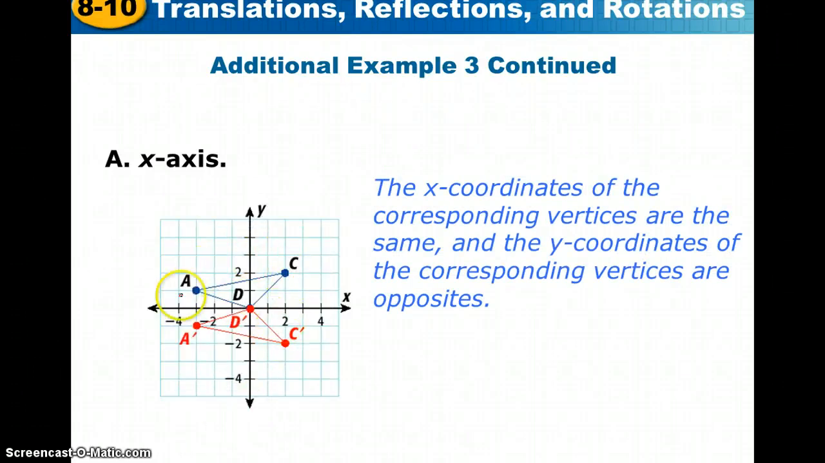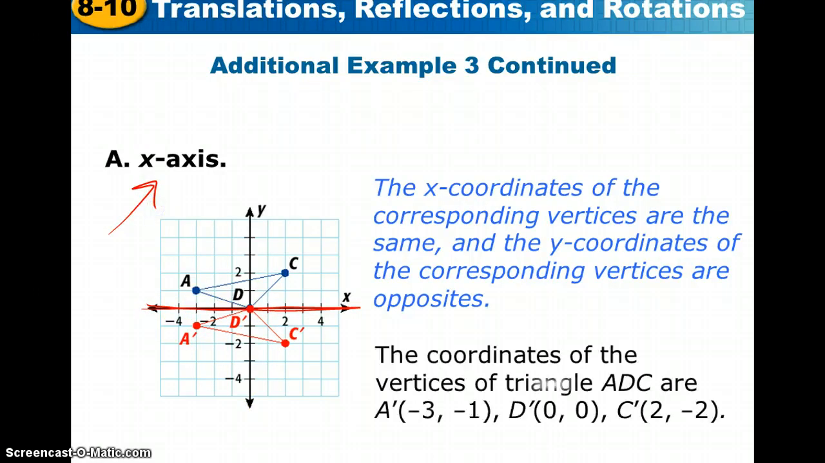So there is our new image. We had to make sure it was along the x-axis. That's very important. Which do they want you to reflect it across? Oh, we forgot to put our coordinates. So A was 1, 2, 3 into the negative and 1 down for 1 negative. D stayed at 0, 0, D prime. And C went 2 into the positive and 2 into the negative.